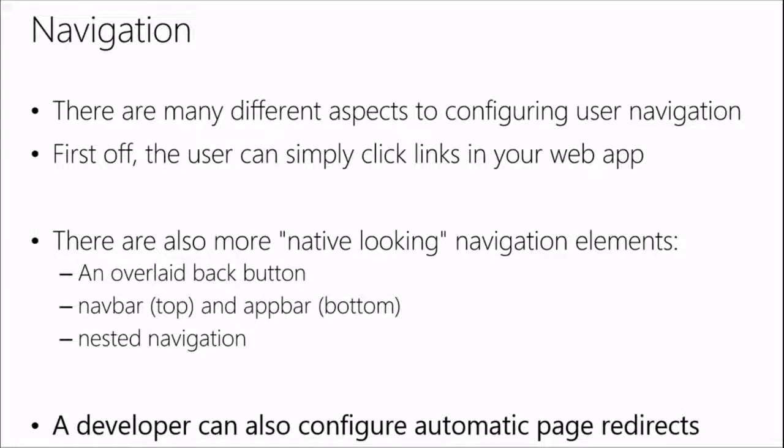The thing is, then you can also think about adding things that are more native looking, that integrate into the overall experience. You would expect, for example, to have a way to go back and forth from pages, hitting the back button on the screen, right? So you have an overlay, or something in the app bar, or nav bar. Nav bar on top, app bar on the bottom.